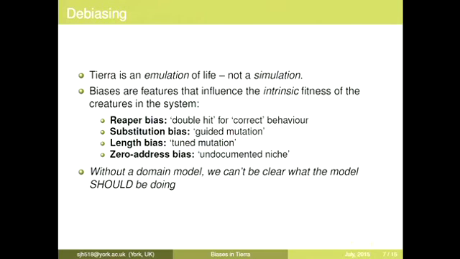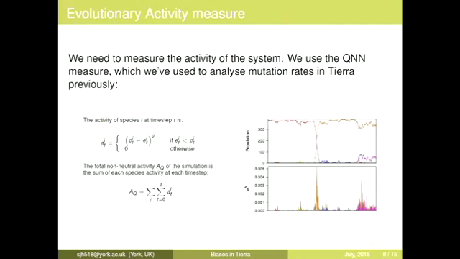I just want to say again, without the domain model, we can't be clear what the model should be doing. I'm just saying these perhaps influence the system in ways that we might not want to see if we want to study ALife generally, rather than the Tierra system as it exists. So as I say, we're using this evolutionary activity measure as our top-level comparison of the system in the experiments I'm about to describe.